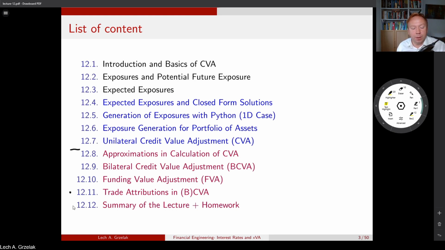Finally, we will have a summary of this lecture and homework. I have prepared two exercises for today. One exercise will involve simulation of a certain portfolio, and calculations of CVA and also potential future exposures. The second exercise will be related to the closed form solution, where you have to simulate some derivative and compare it against the closed form solution discussed in the previous lecture. Enjoy the course!